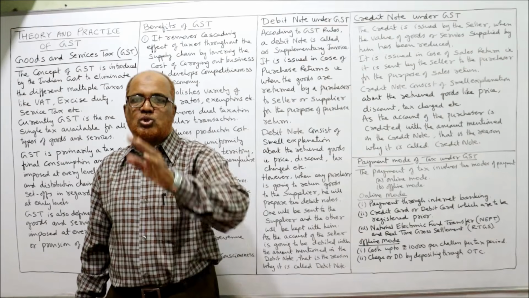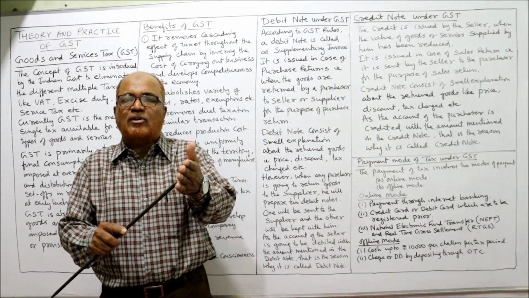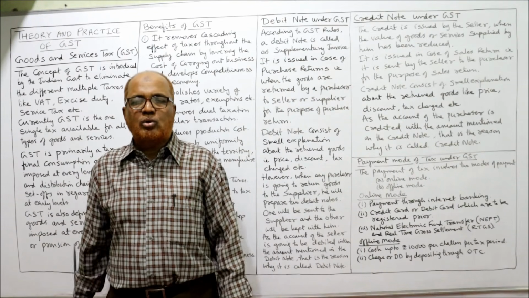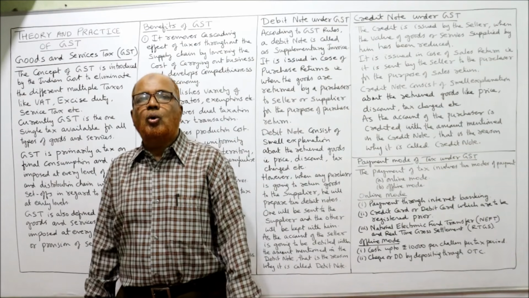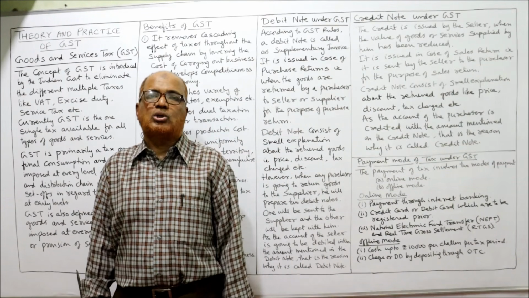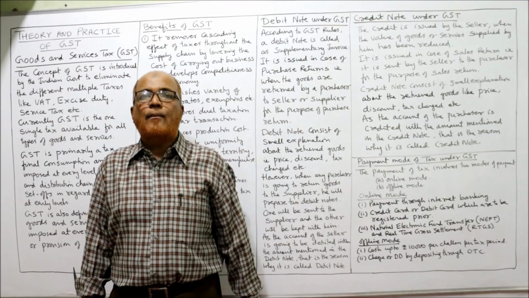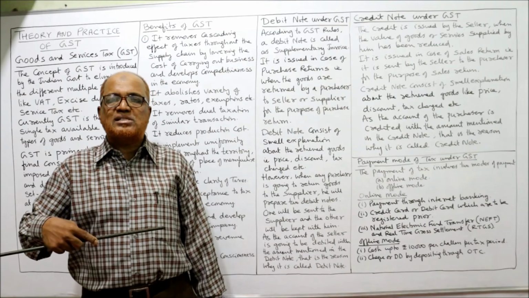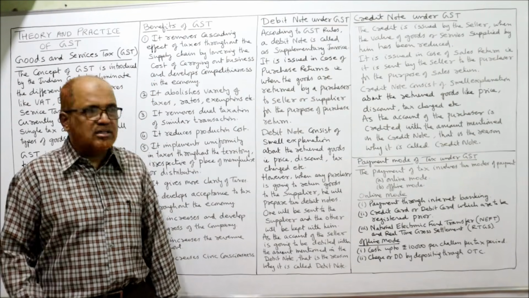I sold the goods to you on credit. Later on, you find that some of the goods are defective, not according to specification. You will return back the goods to me. So while returning back the goods, you make a note called a debit note. The debit note will be used whenever there is a purchase return. So you are returning back the goods to the supplier. I am the supplier. Then you will make a purchase return.